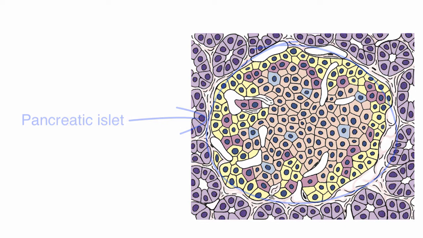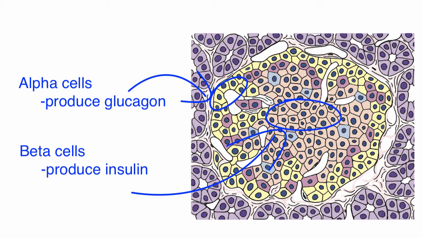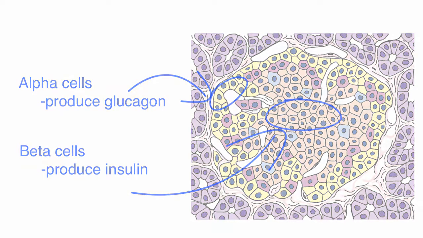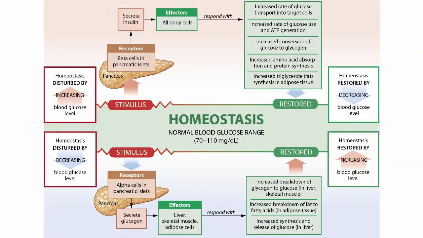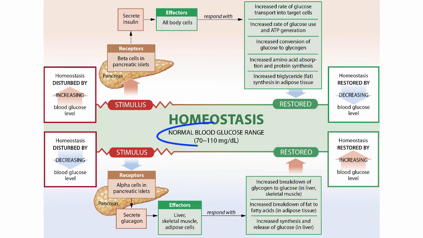The cells of glucose metabolism are the alpha cells that produce the hormone glucagon and the beta cells that produce the hormone insulin. These two hormones both function via negative feedback. Now, let's look at an image demonstrating this process. Recall that negative feedback includes a stimulus that disturbs homeostasis, receptors that detect and respond to the stimulus, and effectors that restore homeostasis. Normally, blood glucose oscillates between 70 and 110 milligrams per deciliter of blood.